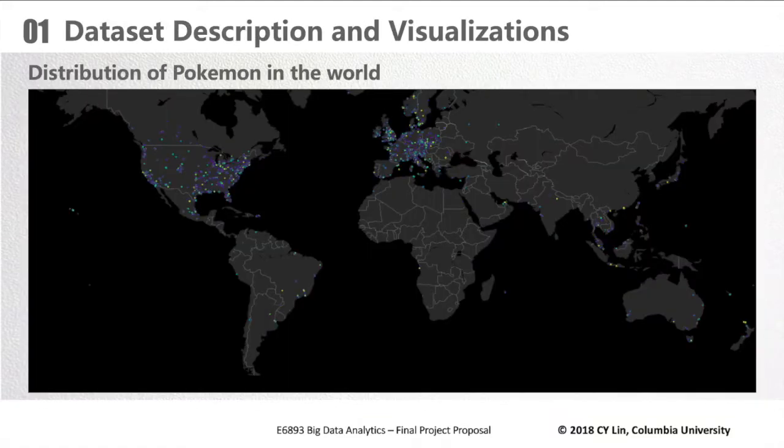The first picture is the distribution of Pokemon in the world. We can see that most data come from America and Europe, and the color of the scatter points in this map represents different kinds of Pokemon. It seems that most of the Pokemon are distributed all around the world. We can catch most kinds of Pokemon even in one city.